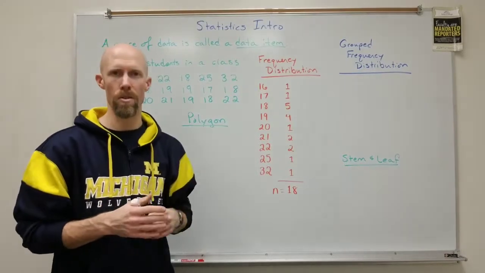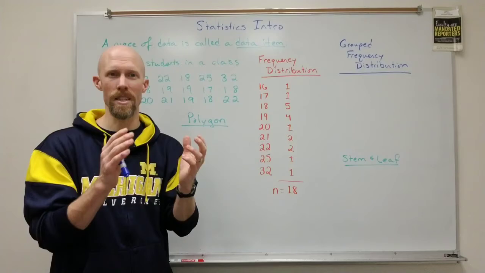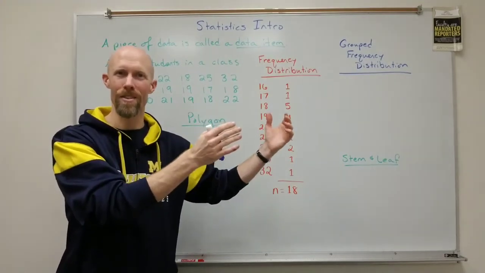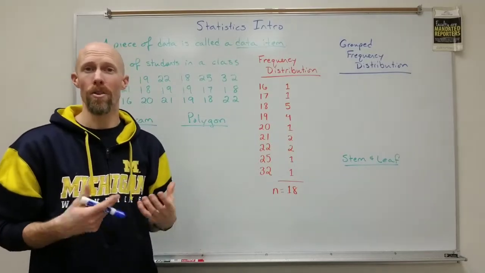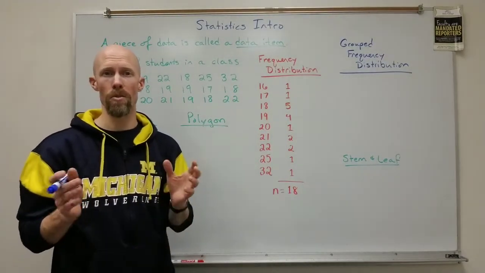There are other ways you could do it, maybe every 5 years: 15 to 19, 20 to 24, 25 to 29, 30 to 35. You could do it that way. There are many ways you could do a grouped frequency distribution. I'm just going to go every 10.